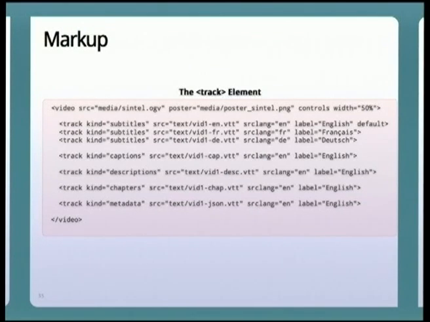Just a quick view of the track element. This is what it looks like. We throw the track element into the video. We can give it a kind, so we can tell it whether it's subtitles, captions, descriptions, chapters, or metadata. The browser will do different things depending on what kind of track we have. And it will make a menu available with English, French, German on this one for the subtitles, just as I showed before.